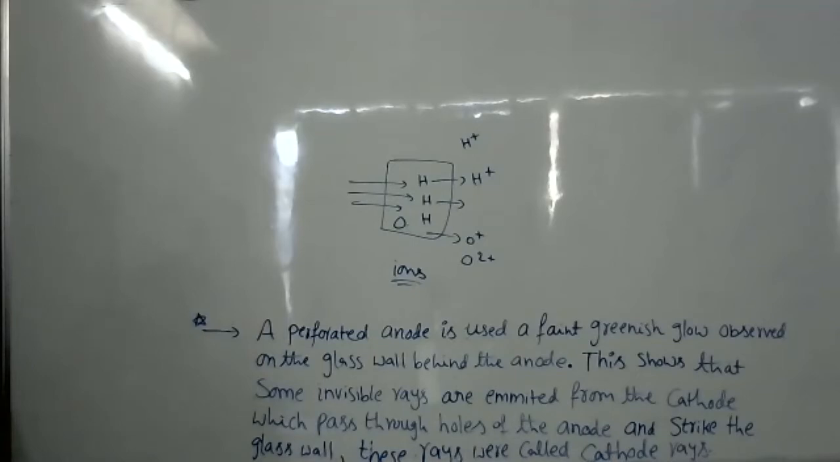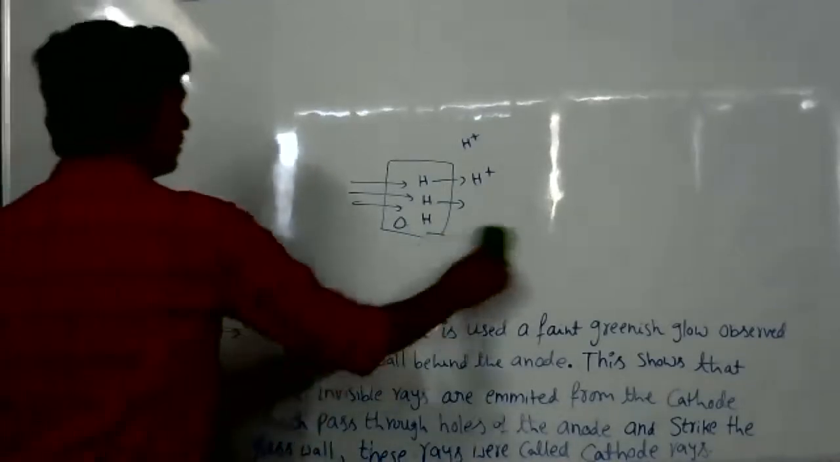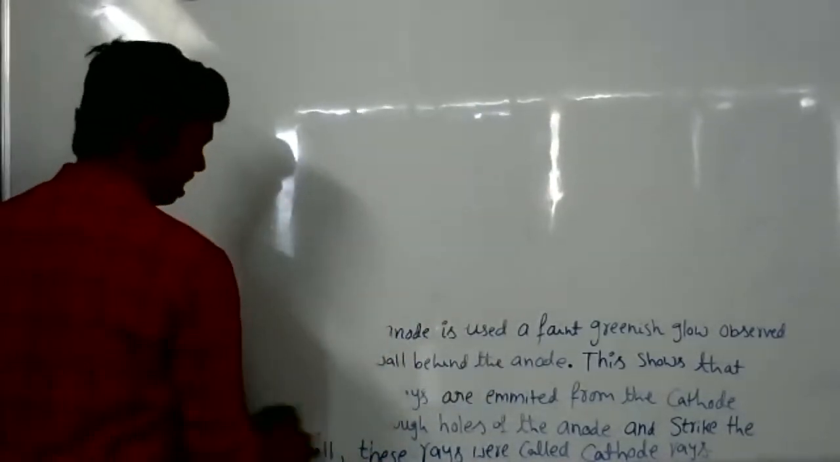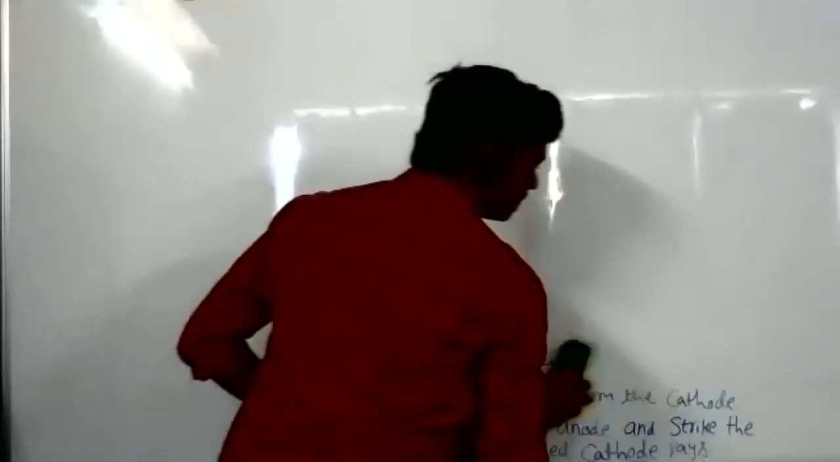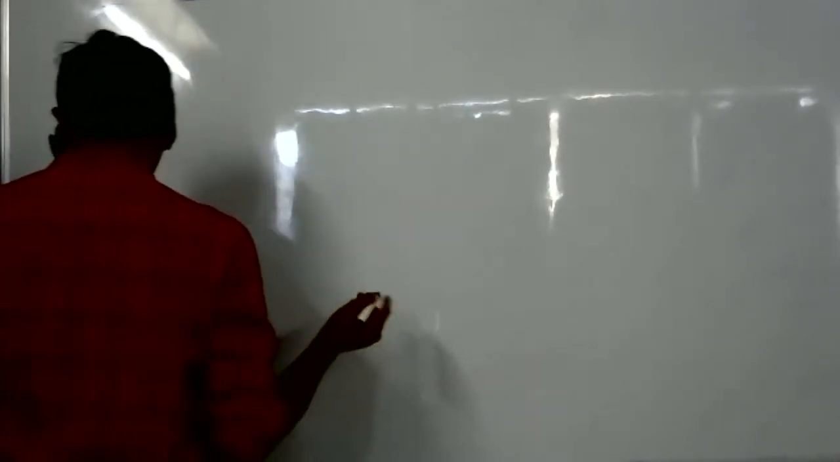Now I will give notes, right? First point. Subheading first: Properties of cathode rays.